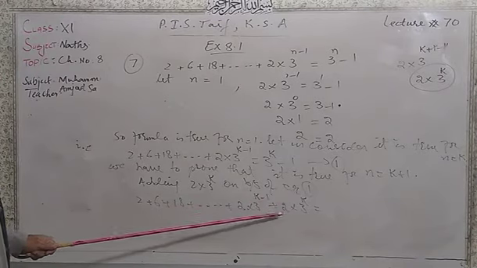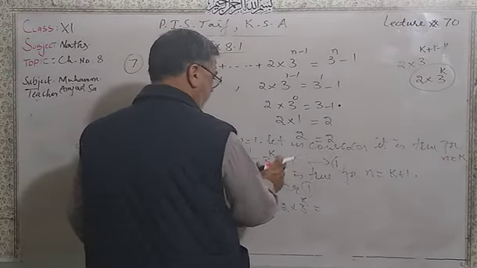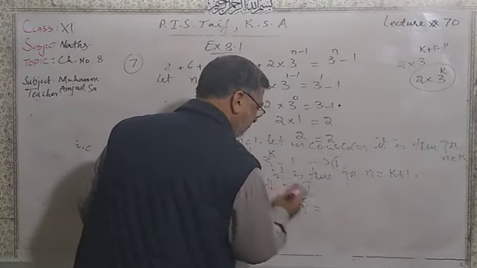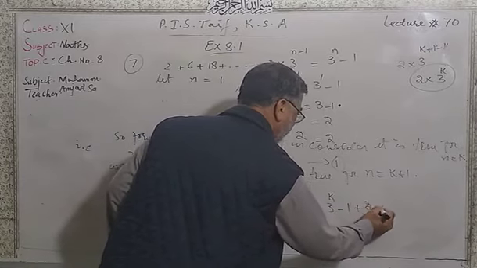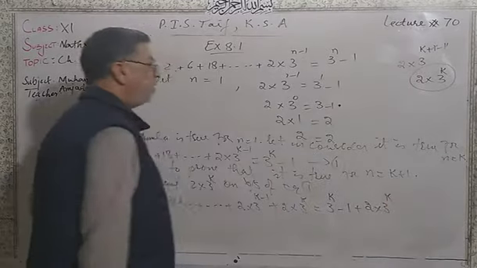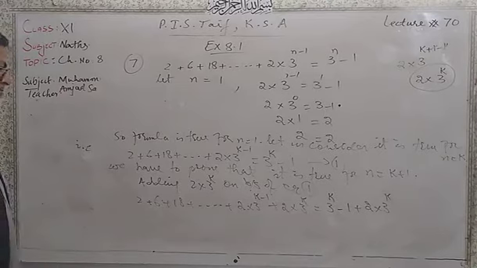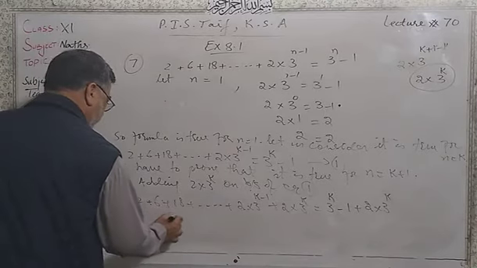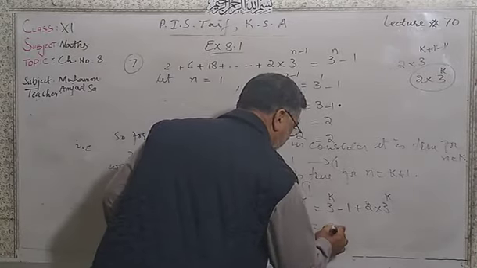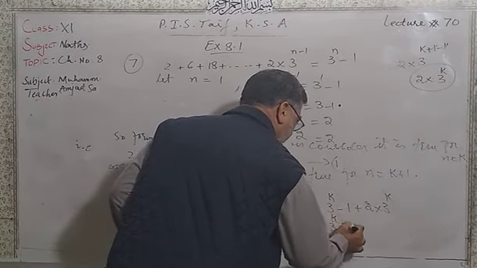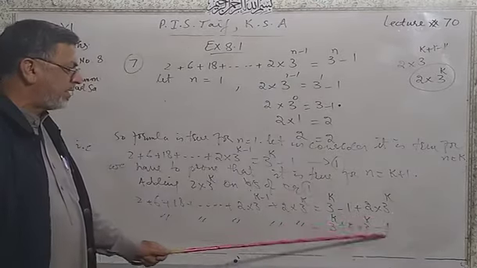So dear students, left hand side is already made. On right hand side we have to make the proper shape of your right hand side. 2 into 3 power k is added on both sides. Here you can have left hand side as it is. You can write down 3 power k plus 2 into 3 power k and minus 1 at the end.